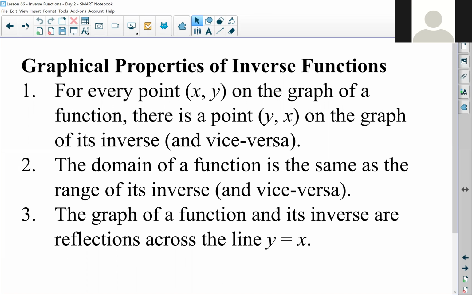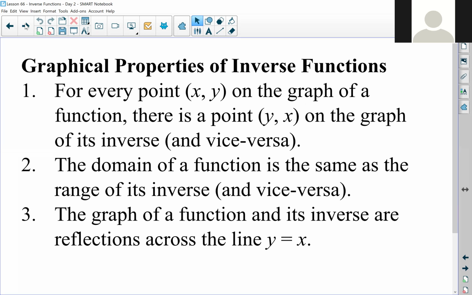So properties of inverse functions. For every point with coordinates (x, y) on the graph of a function, there is a point (y, x) on the graph of its inverse, and vice versa. So when we were working with the functions, to find the inverse, we switched the x and the y. Same idea with graphing.